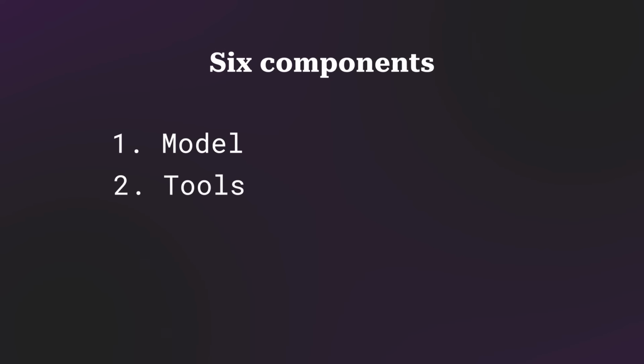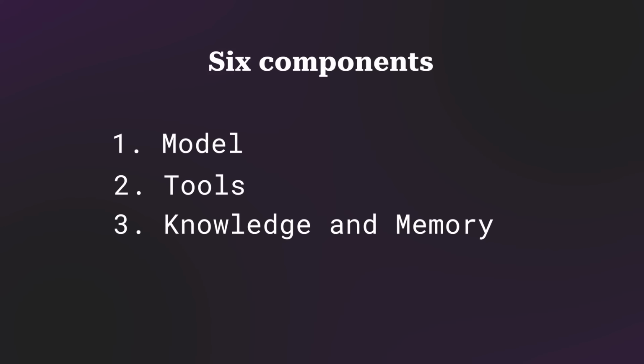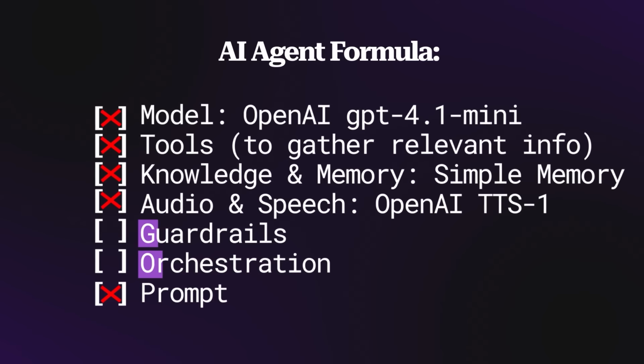Remember the 6 components of these AI agents. We have not done all 6 components yet. We do have the model, we have the tool, we have the memory. We decided to have audio and speech functionality. So there's 2 more. Pop quiz, right in the description. What 2 things are we missing right now? Yes, guardrails and orchestration. These are the 2 things that people always skip out on.